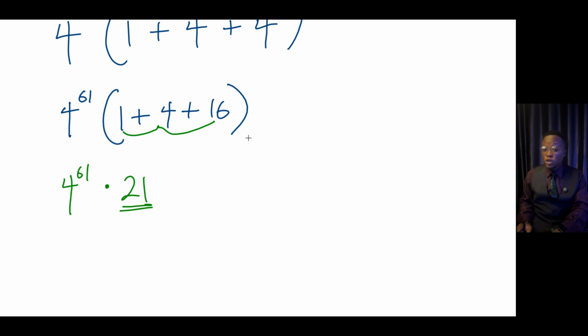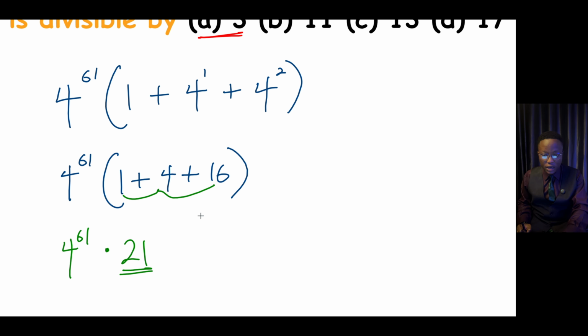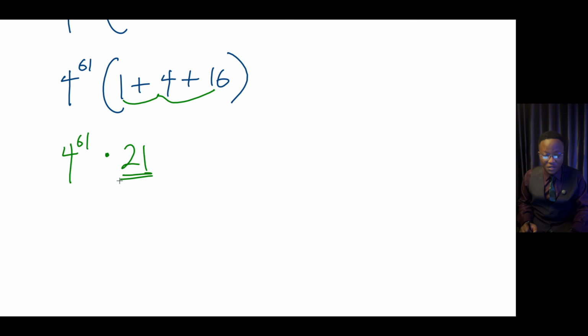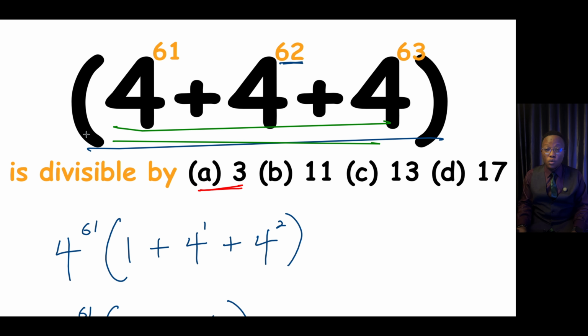All right? But 21 is not in our options. So what do we do? We just find what number in the options can divide 21, and that is 3. Since 3 is a factor of 21 itself, 3 must be our answer. 3 can divide this expression we have right here.